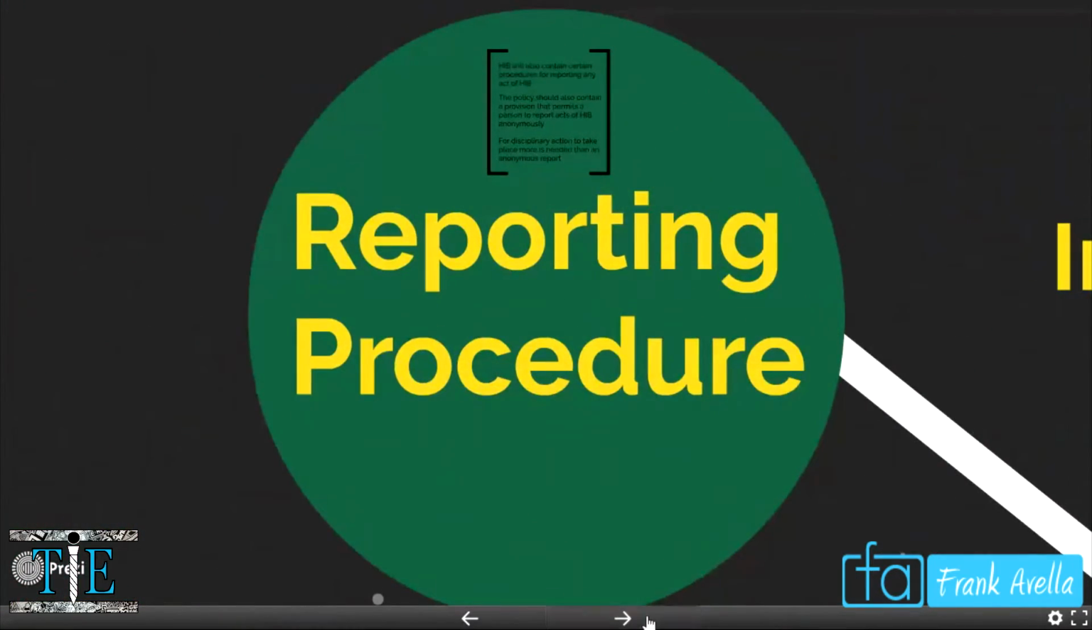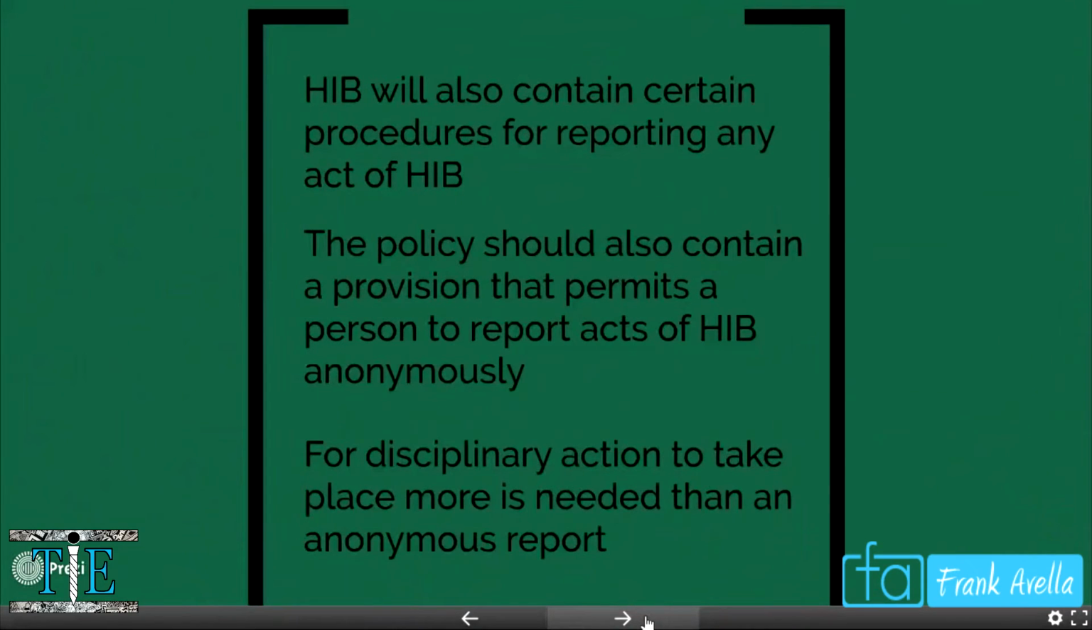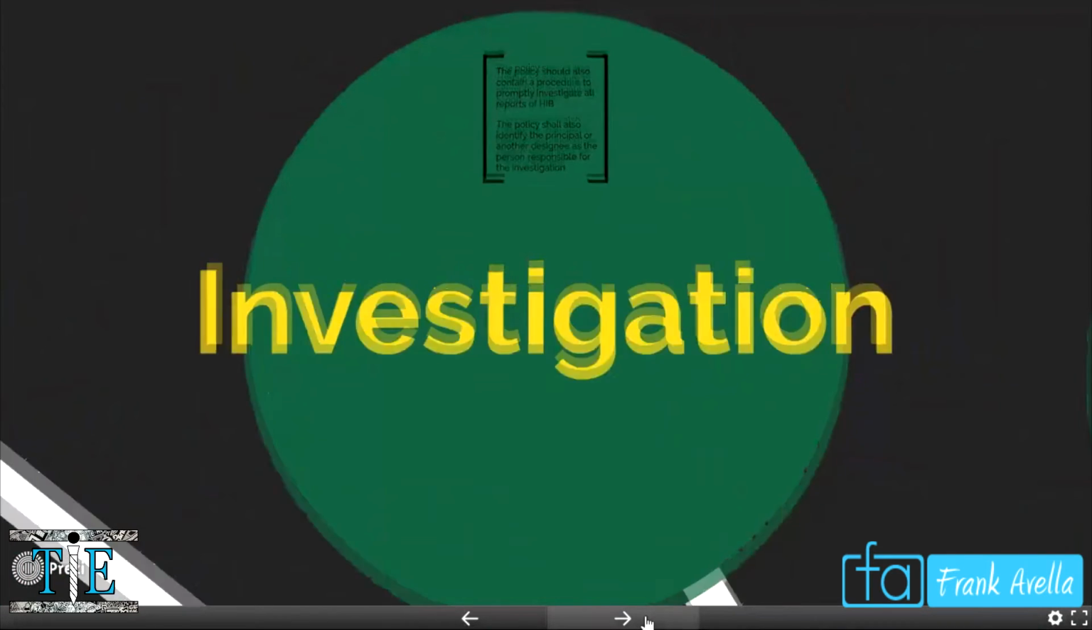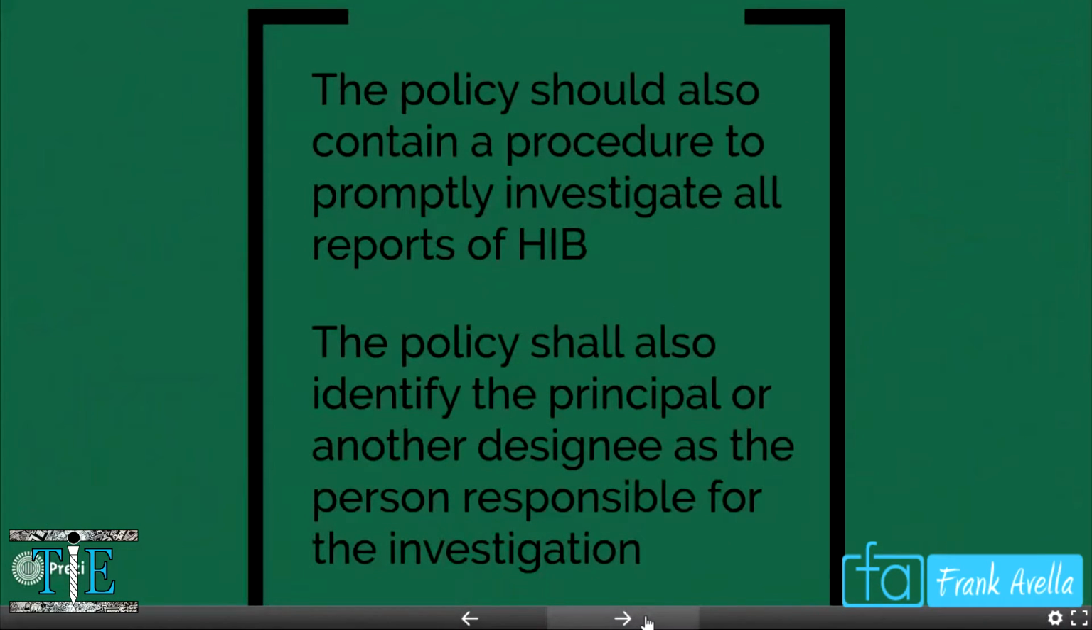Reporting procedures. The policy will also contain certain procedures for reporting acts of HIB. The policy should contain a provision that permits a person to report acts anonymously, and we'll get into detail on this in another bubble. Investigation. Policy should contain procedures for investigation. Just as it contains procedures for reporting HIB, there also need to be procedures for investigating the act of HIB.